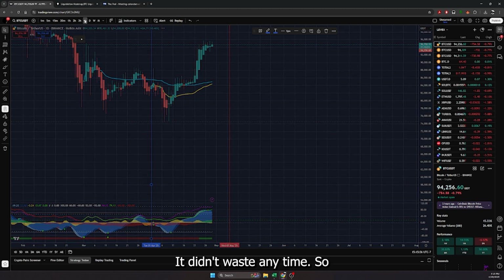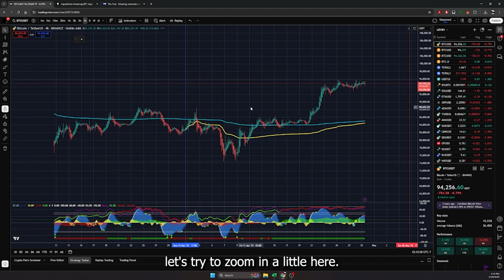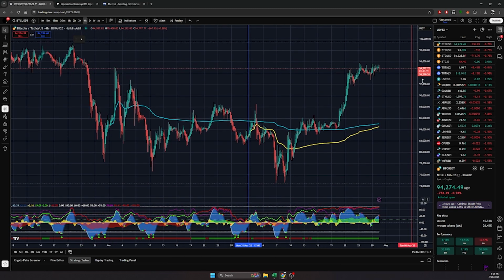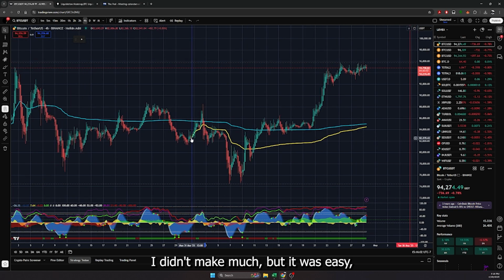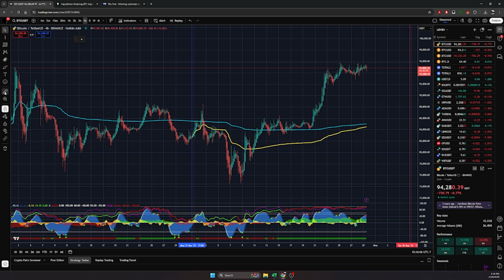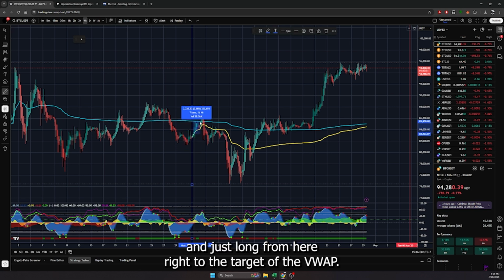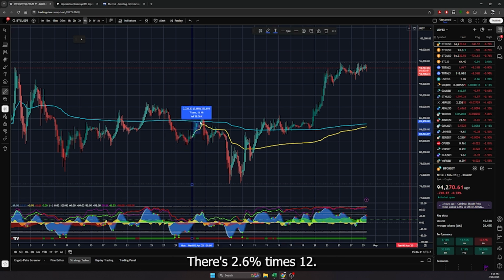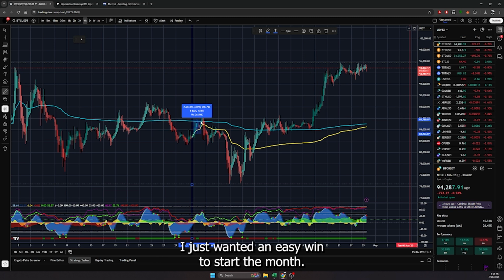So let's try to zoom in a little here. I didn't make much, but it was easy. So I actually jumped in like the night before and just longed from here right to the target of the VWAP. It was 2.6% times 12x leverage is what I was doing. All right, and it did go further than that, but I had my take profit right away. I just wanted an easy win to start the month.